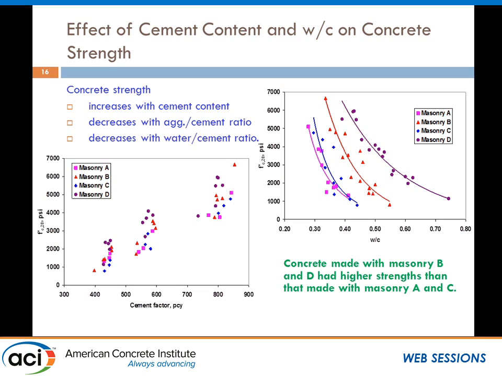So a general trend you can see is, as I pointed out, another thing is the concrete made with masonry B and D had higher strength compared to A and C. That might just be because of the different composition and different shape we have on those aggregates.